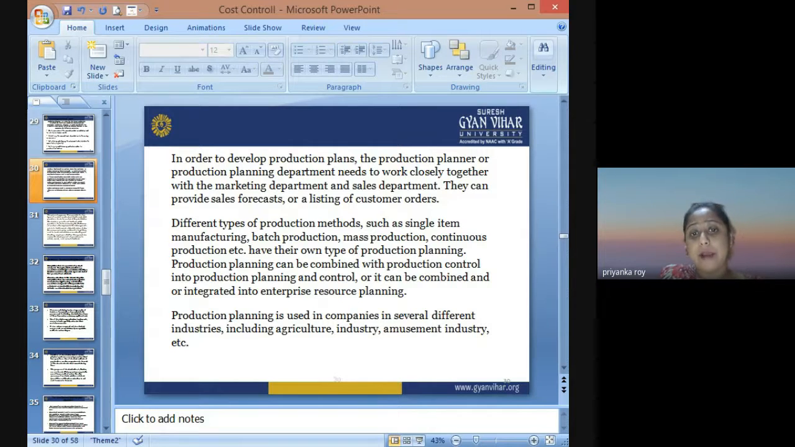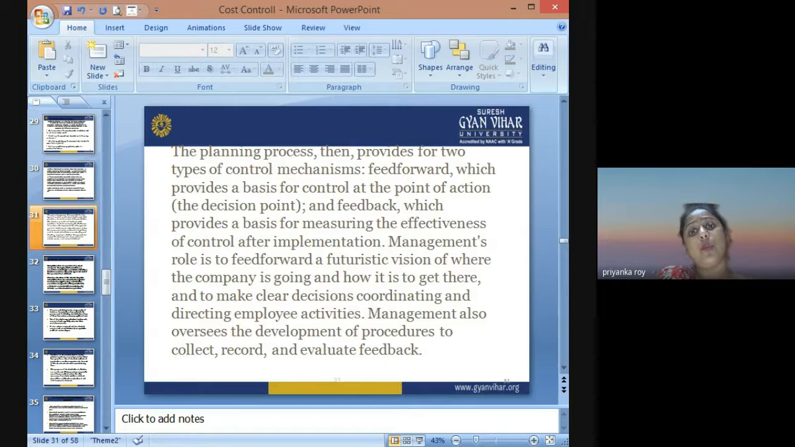Production planning can be combined with production control, as production planning and control, or it can be integrated in enterprise resource planning. Production planning is used in companies in several different industries, including the agriculture industry, amusement industry, and so on. The planning process then provides two types of control mechanism, that is feed forward, which is provided on the basis of control at the point of action, and feedback, which is provided on the basis of measuring the effectiveness of control after implementation.